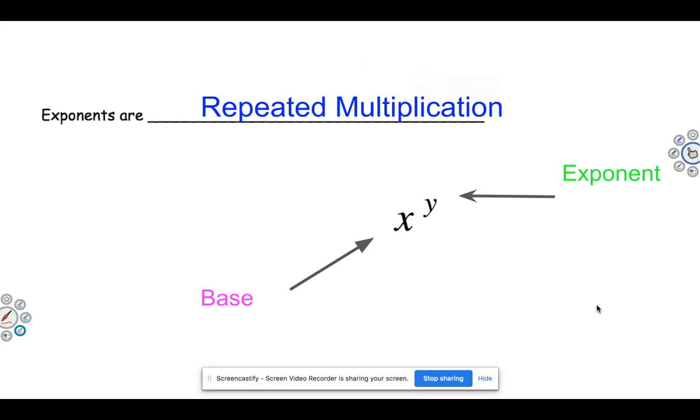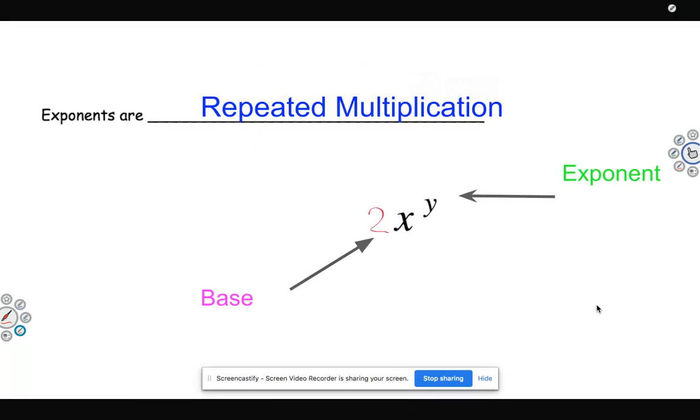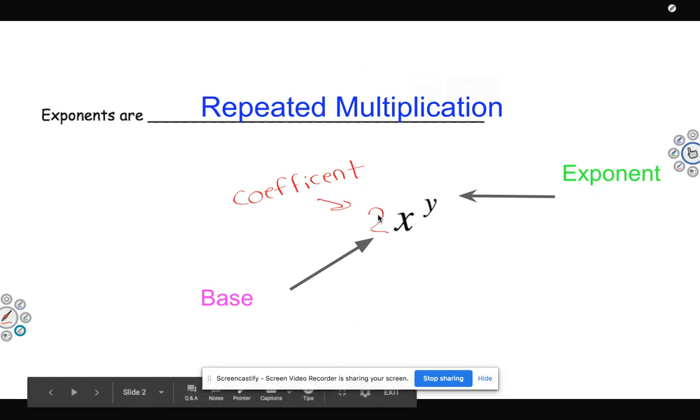Another vocabulary word that we've talked about, but I just wanted you to recognize, is that sometimes you're going to have a number in front of the base. We call this the coefficient. Coefficients are going to be important for when we start to multiply them. It is important to know the difference between a coefficient and a base. The coefficient is the number out front. The base is what's being multiplied and has the exponent on it.